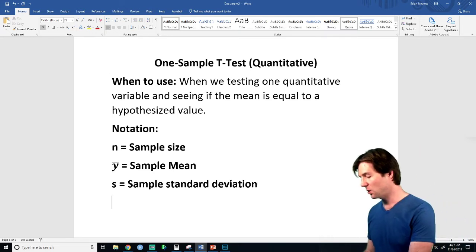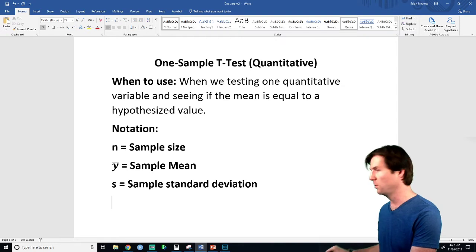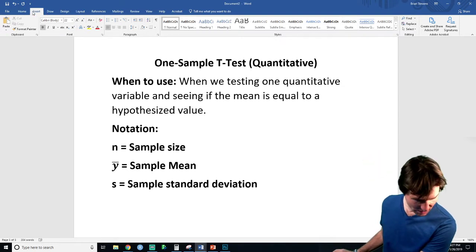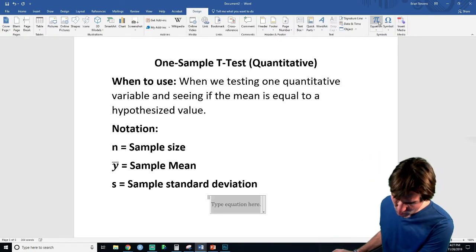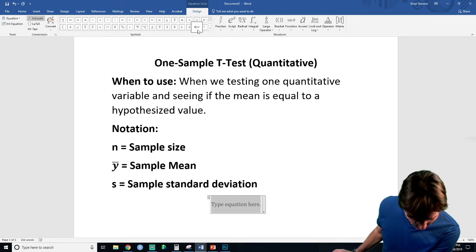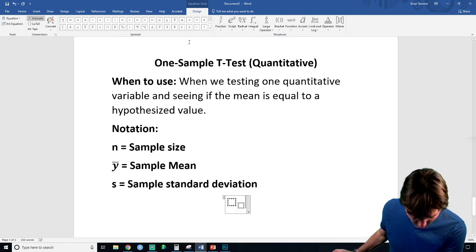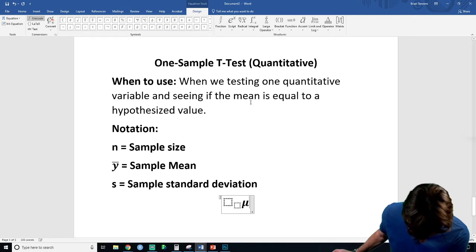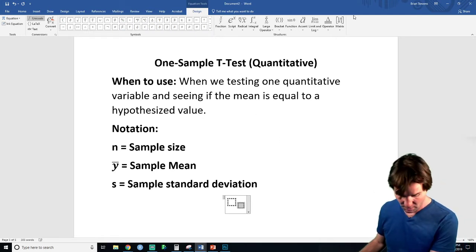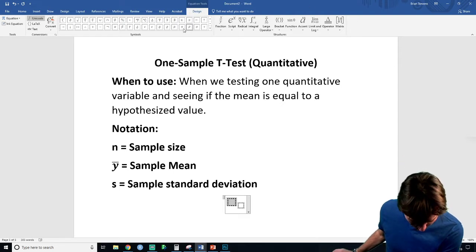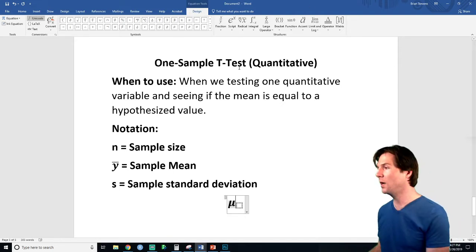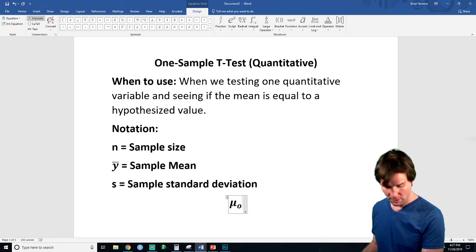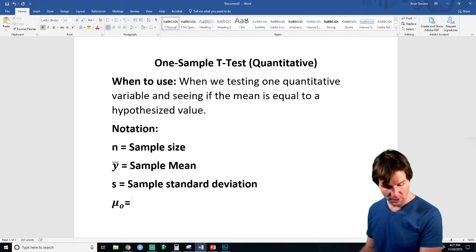Next but not least, we have mu naught. Oh, we gotta get some symbols again. Let's go back to our insert equation and put in here mu naught. So we need mu and naught. And mu is going to be over here, I believe. Yes, we found the mu. Nope, we don't want the mu there. We want the mu here. And so mu and naught. There we go. Hopefully I don't forget any of the notation that we need.